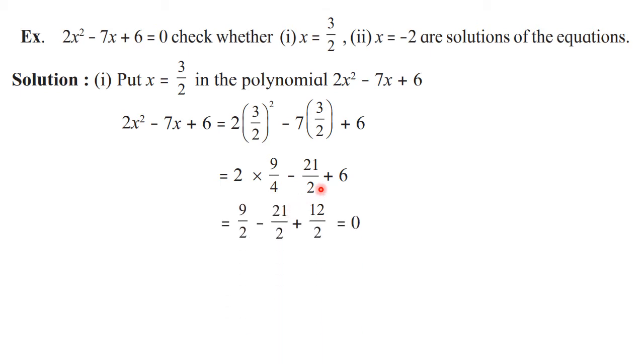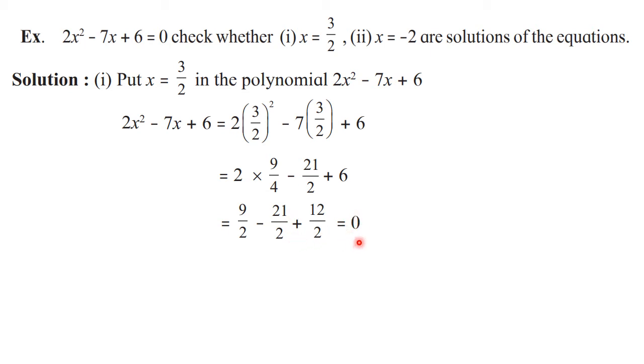Now you know that to add or subtract fractions, we need to have equal denominators. So here 9 upon 2, here minus 21 upon 2, and this 6 is converted so that we get the denominator 2. Both places we are multiplying by 2, you can say cross multiplication is done. So 6 twos are 12, 12 upon 2. Now all the denominators are equal, so you can add or subtract the numerators. 12 plus 9 is 21, 21 minus 21 is 0, and 0 divided by 2 is 0.